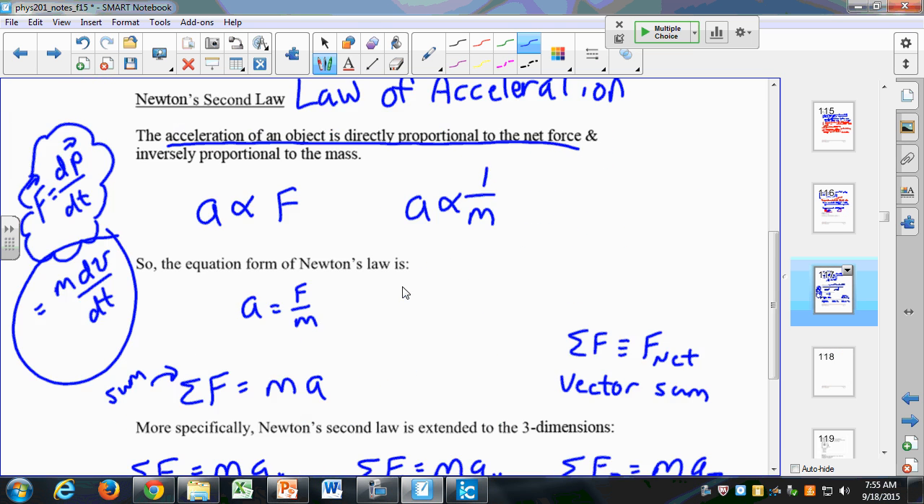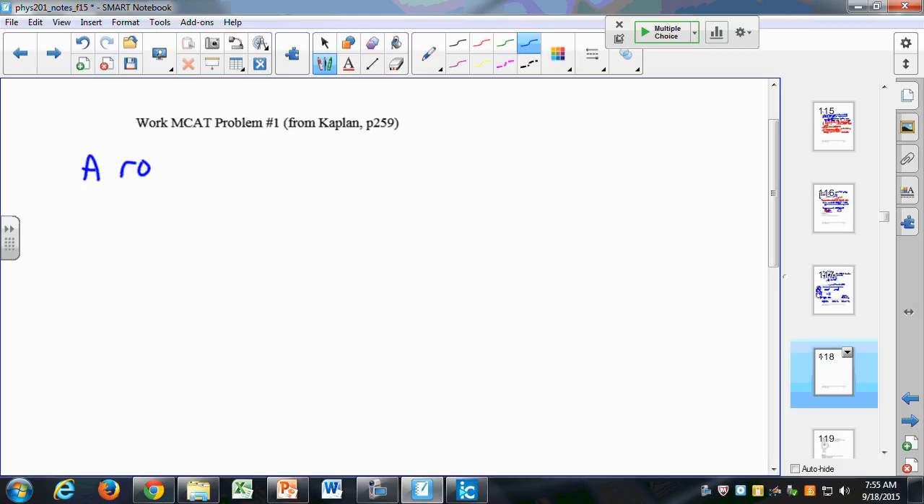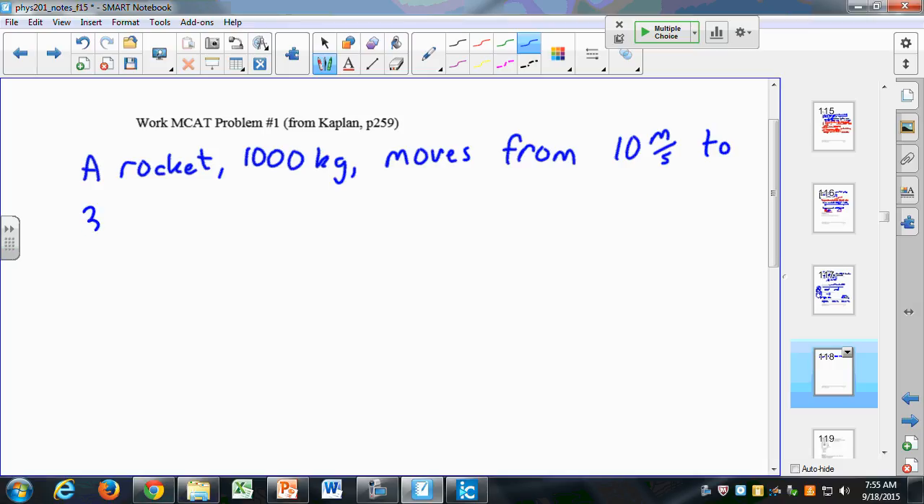Oh, shoot, I didn't bring that MCAT problem. I'll just make up a problem of my own. It was similar to this. So let's say that we have a rocket, 1,000 kilograms, that moves from a speed of, say, 10 meters per second to 30 meters per second in 10 seconds. What force acted on it?